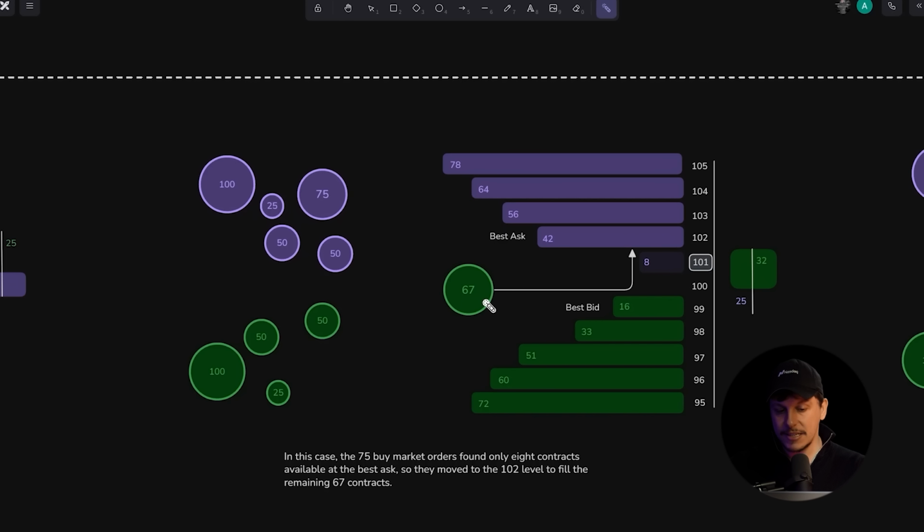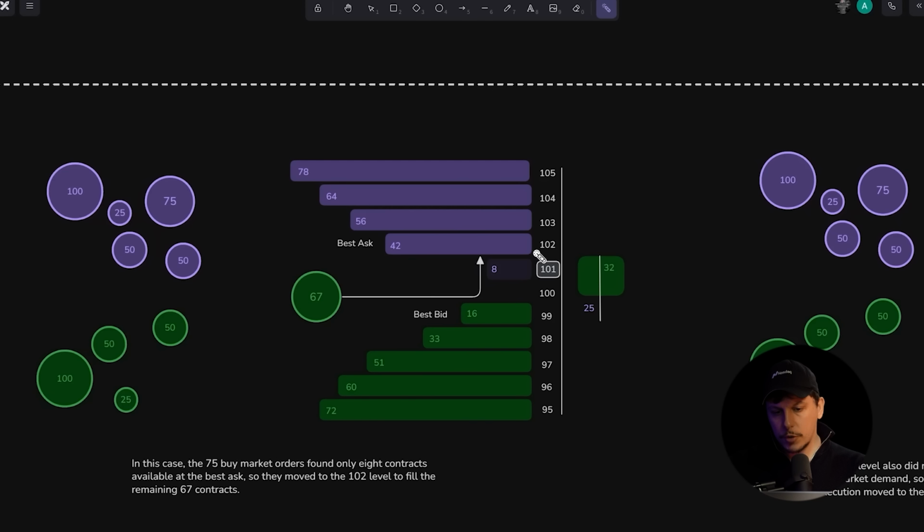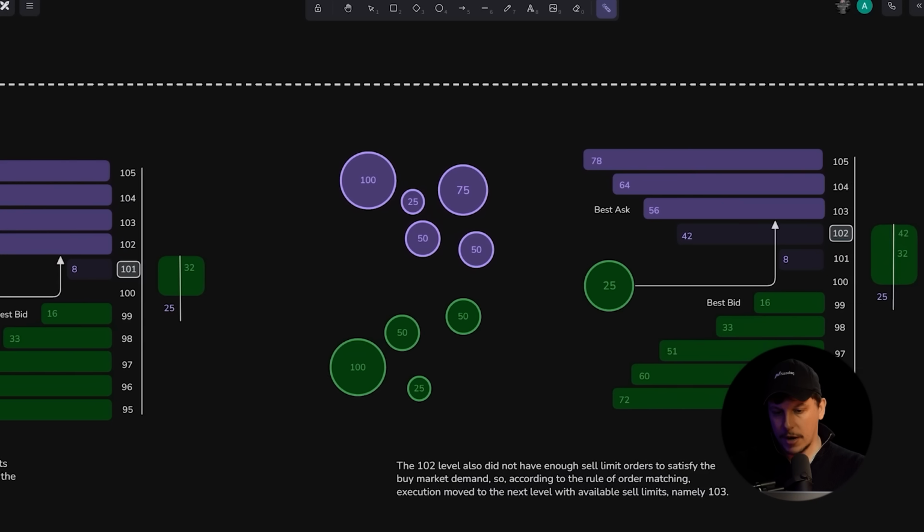In this case, the 75 buy market orders found only 8 contracts on the 101 level, so the best ask. They moved directly to 102 to fill the remaining 67 contracts. You have a reflection of this on the footprint, which shows you the executed orders of 25 on the 99 and 32 on the 101. So we move to the 102 level with 67 contracts of aggressive market participants.